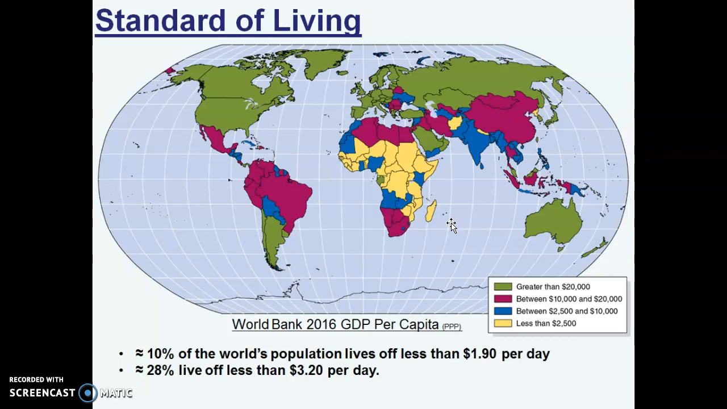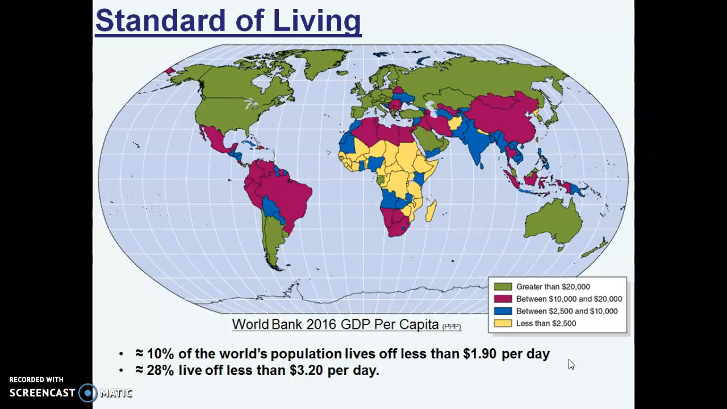Okay? Another thing to consider is the world poverty data. This data comes from the World Bank. The stats here are from 2016, but we do have more recent data to update this. The 2016 data showed that about 10% of the world's population lived off of less than $1.90 per day, which is about $700 a year. That's known as the extreme poverty rate.